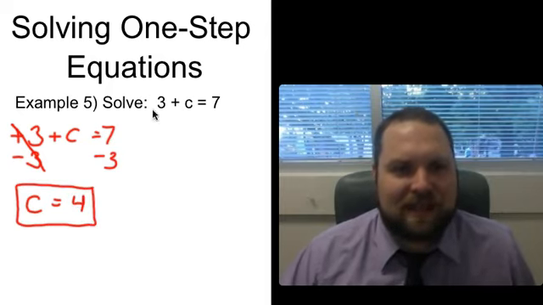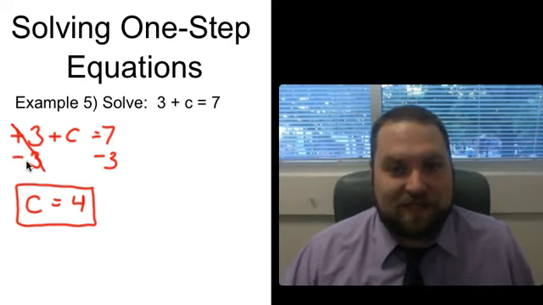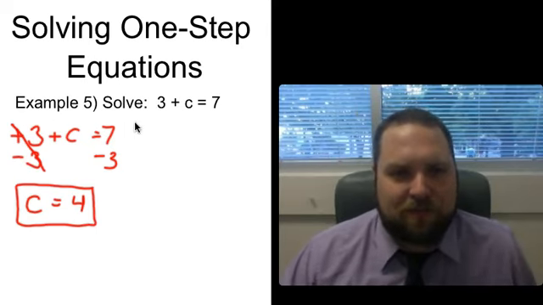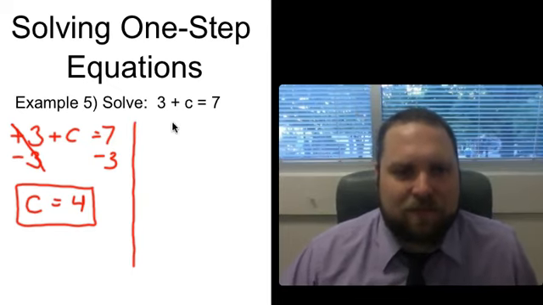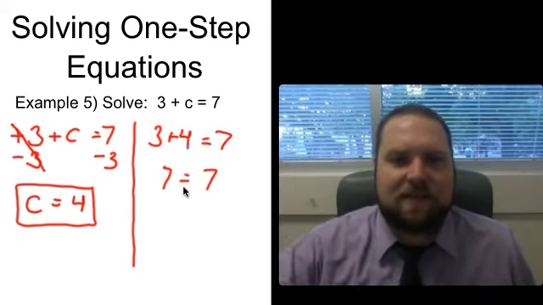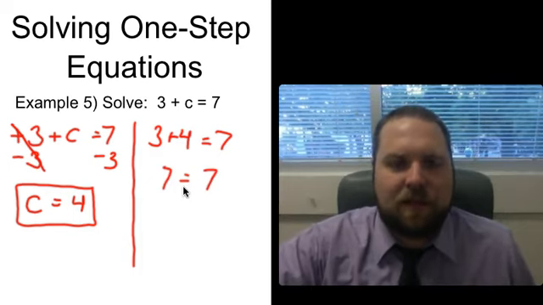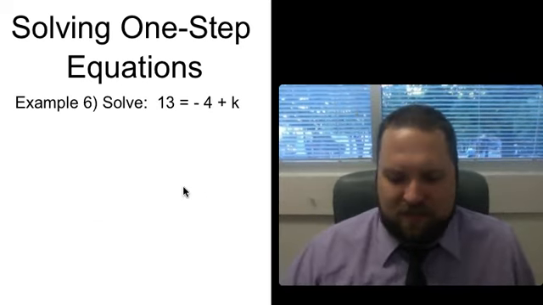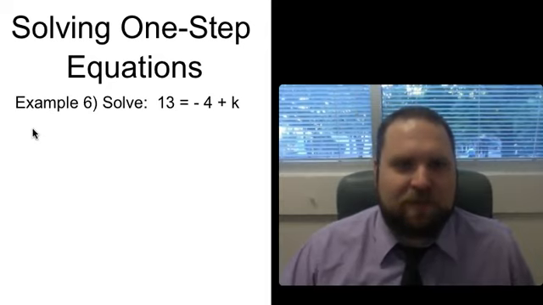Again, I just used the sign of this first number to tell me what I needed to do for an inverse operation. And as always, we can check. Substitute that value back in, and we can see that 3 plus 4 does in fact equal 7. So this is our solution. This gets most complicated when you have this situation where the number out front is negative. This is where I see students have some problems.